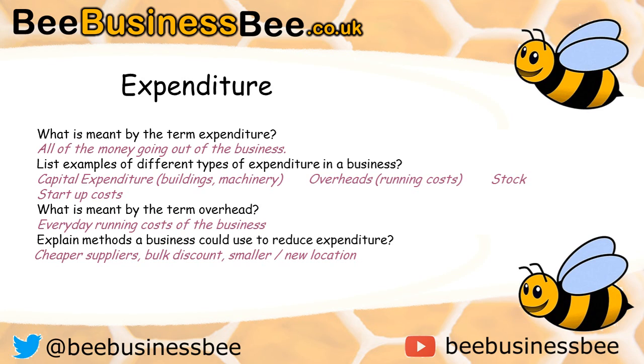I could try and negotiate a bulk discount, remember. That may save me money and reduce my expenditure. I could maybe relocate to a smaller or a new location where I pay cheaper rent. These would all be valid methods in reducing my expenditure. Remember though, there'll be lots and lots of answers that will be valid there. As long as you explain why, you'll get the marks.